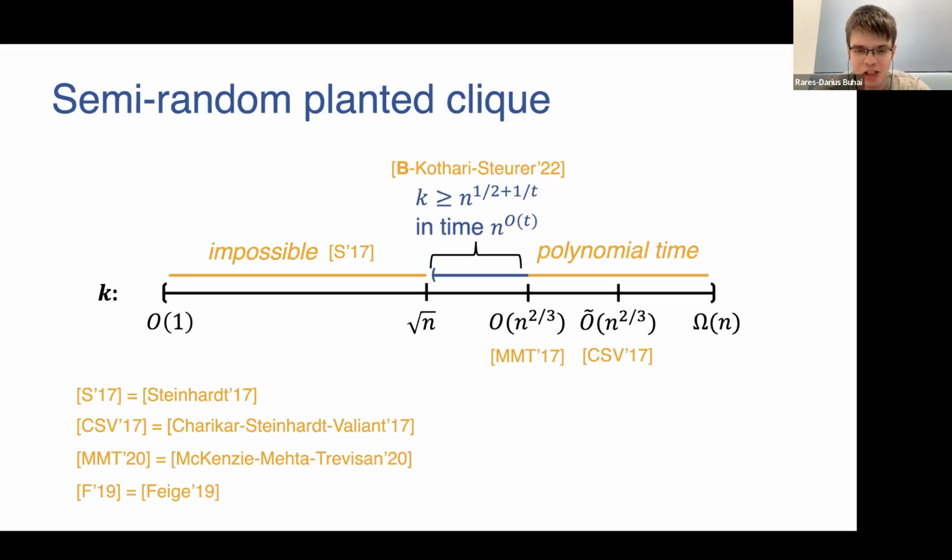So basically what we show is that you can approach √n arbitrarily. We show that, yeah, you can solve the problem for k larger than n to the 1/2 plus 1 over t in time n to the O(t). So you should think of t as a large constant, and as t gets larger and larger, you get closer and closer in the exponent to n to the 1/2, which is √n. So that is the main result.